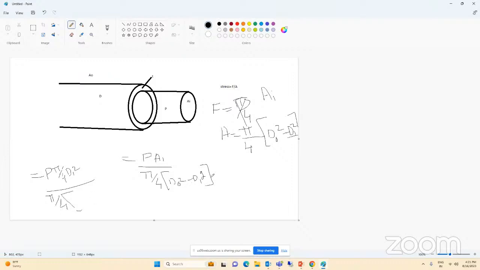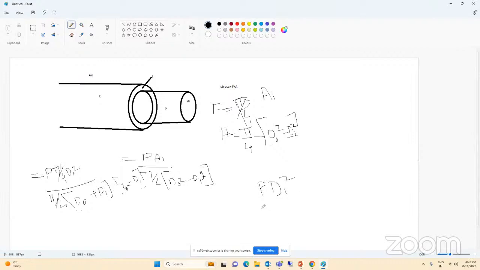This one is the a square minus b square formula coming. So (DO plus DI) into (DO minus DI). So that pi by 4 and pi by 4 are cancelled. P DI square divided by (DO plus DI) (DO minus DI) appears here.